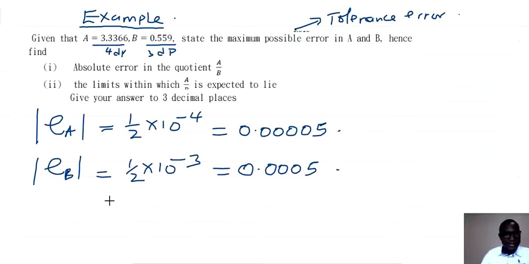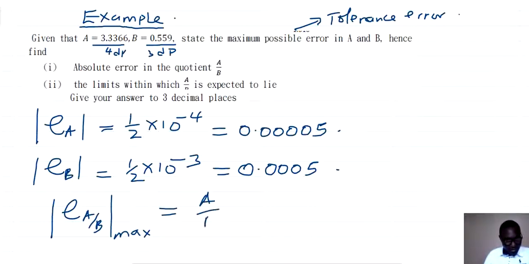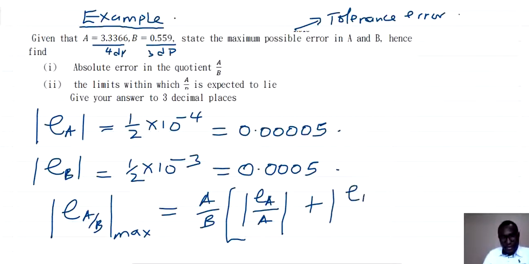But they want us to find the absolute error in A over B. Since this is maximum, we are also looking for the maximum possible error in the quotient. So we have error in A over B max, equal to A over B into bracket, the magnitude of error in A divided by A plus the magnitude of error in B divided by B. This is what we have just proved.